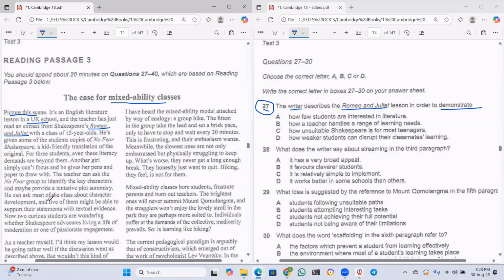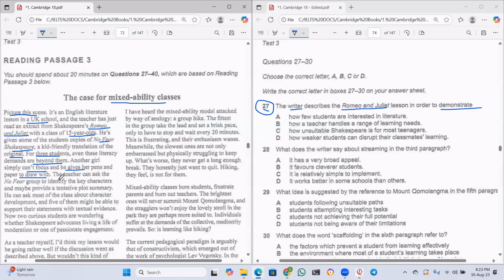Let's keep reading. With a class of 15 year olds, he's given some of the students copies of No Fear Shakespeare, a kid-friendly translation of the original. For three students, even these literacy demands are beyond them. Another girl simply can't focus and is given pens and paper to draw with.